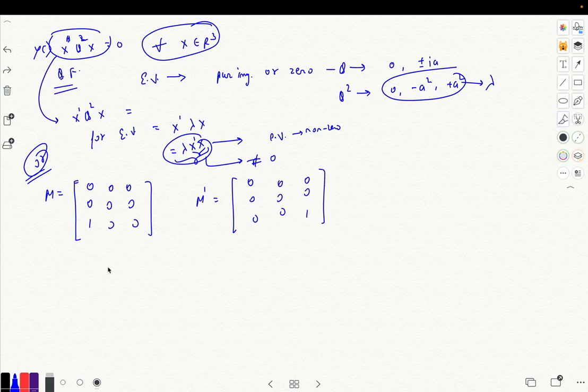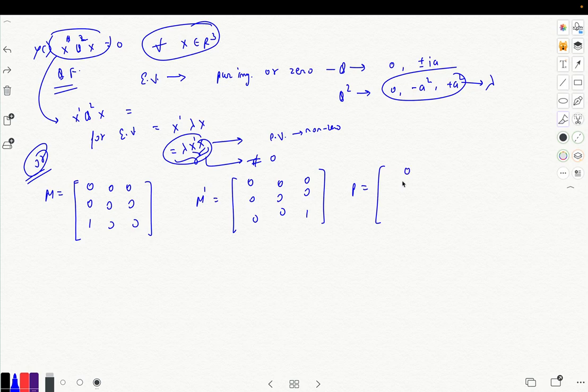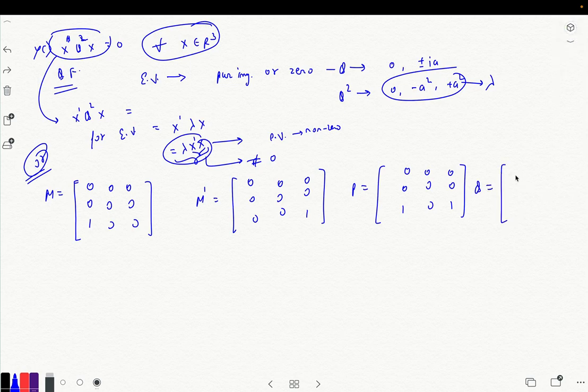Now we are going to calculate our P. What is our P? P is M plus M transpose, so that is the addition of these two matrices, and Q was M minus M transpose, so that is going to be 0 0 1 0 0 0 0 0 minus 1. Okay, so we got our P and we got our Q. Now what is it saying? That is x transpose q square x. We don't need to calculate P, but we have calculated it, so it's okay.